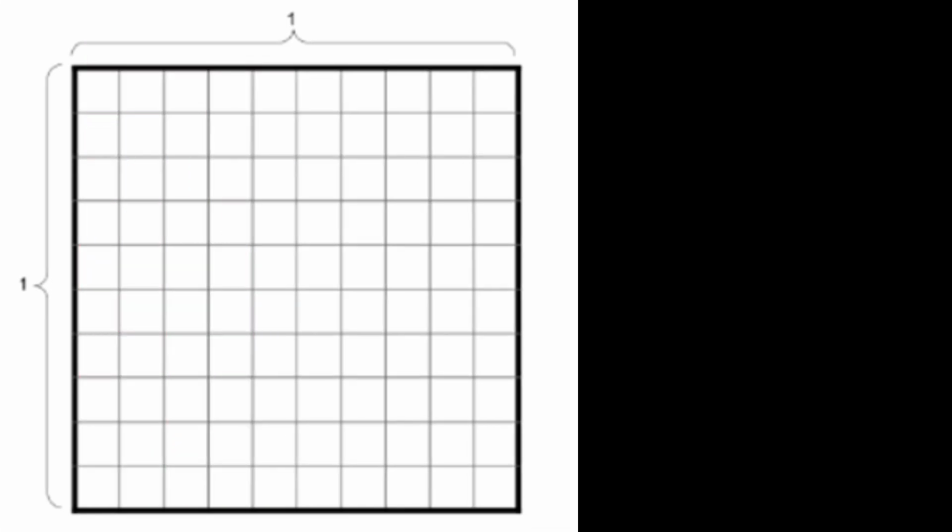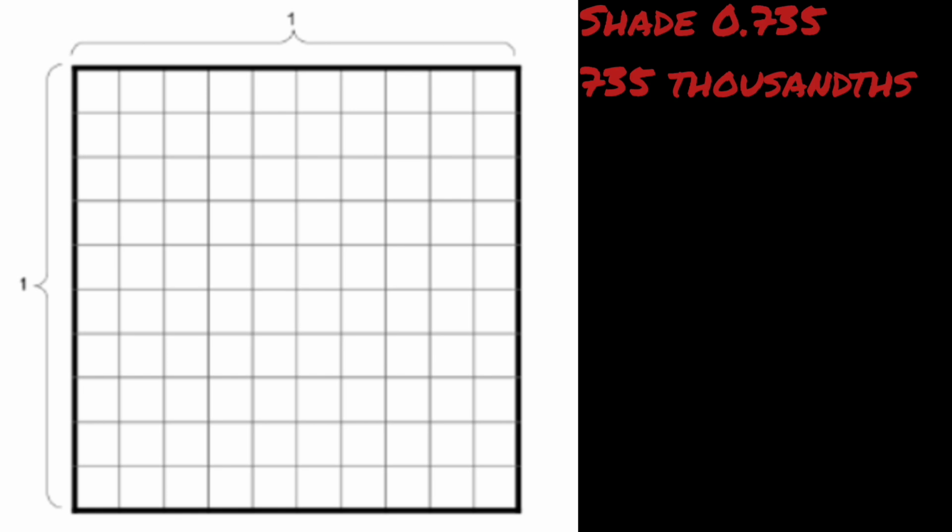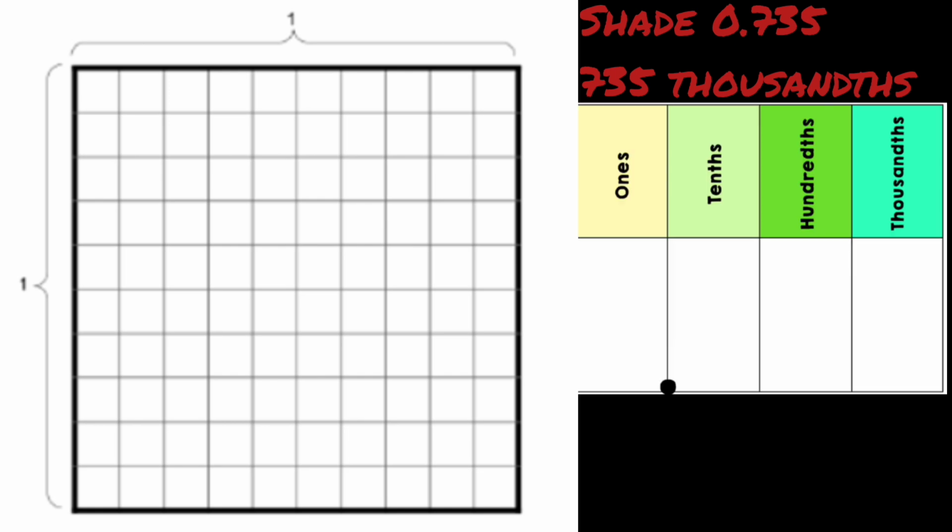All right, this one's going to get a little trickier, only because this next one represents the thousandths, but we're still using a hundredths grid. So for this one, we're going to shade 735 thousandths in the diagram. So we're going to start out similar to the last one. Let's represent it on our placement value chart. Obviously, we're going to have a 7 in the tenths place, and a 3 in the hundredths place, and a 5 in the thousandths place.